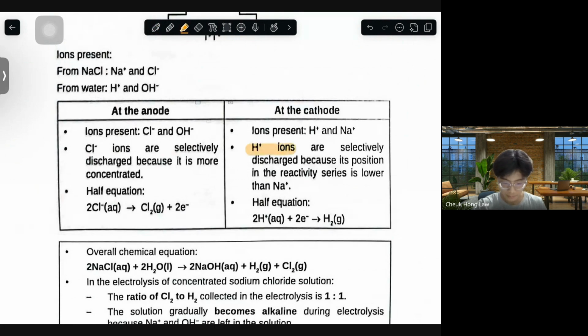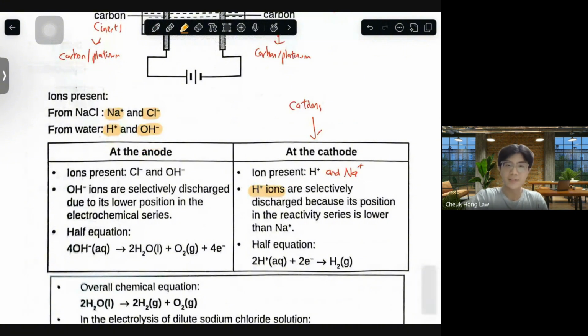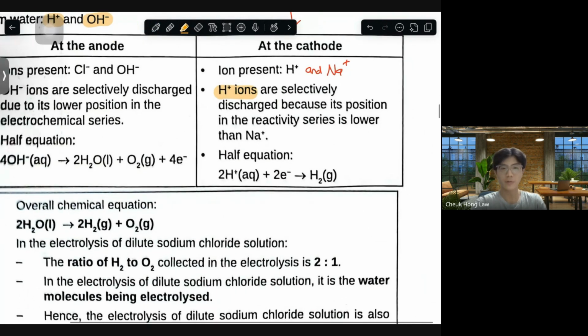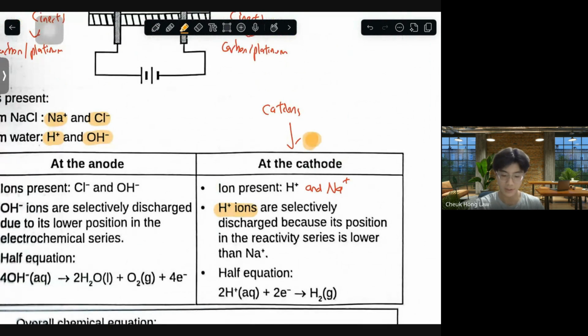H plus ions are selectively discharged because it has a lower position in the reactivity series compared to sodium. So pretty straightforward. Okay, then how to write the half equation? We know at the cathode what happens? Reduction, right? I'm going to show you guys step by step how to write the half equation. Reduction happens at the cathode.